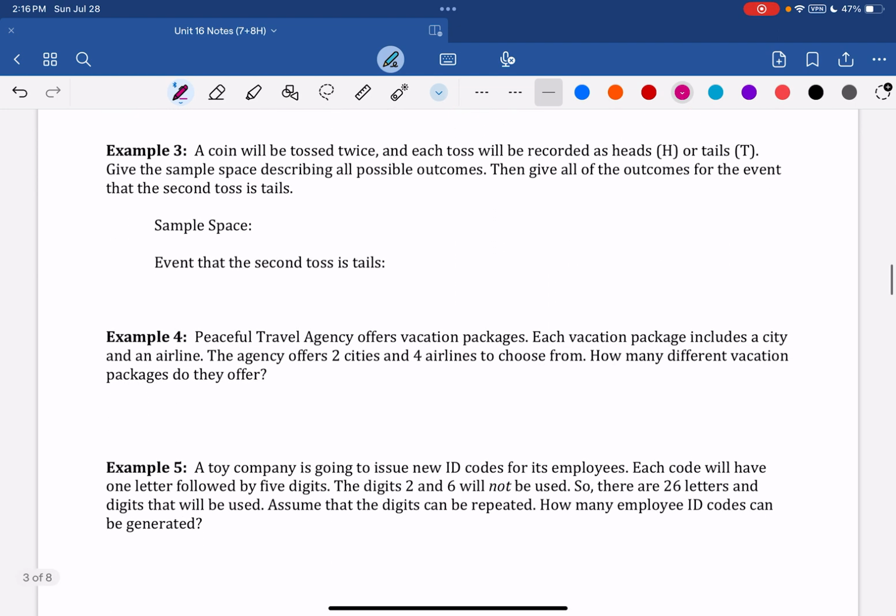A coin will be tossed twice. Each toss will be recorded as heads or tails. Give a sample space describing all possible outcomes. Then give all of the outcomes for the event that the second toss is tails. Okay, so if we do heads, it could be followed by a heads. We could get heads followed by a tails. And then we can get a tails followed by a heads, and we could get a tails followed by a tails. And then it says second toss is a tails. So we could get heads and then tails, or we could get tails and tails.